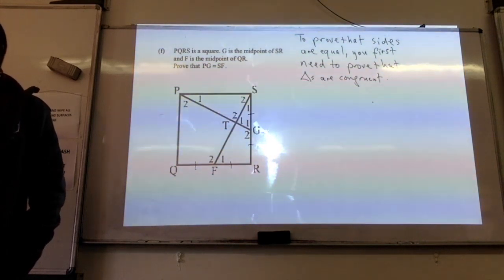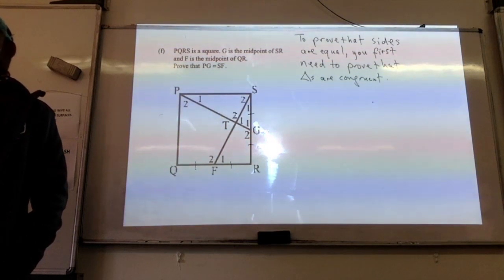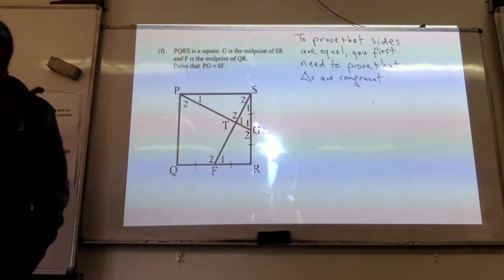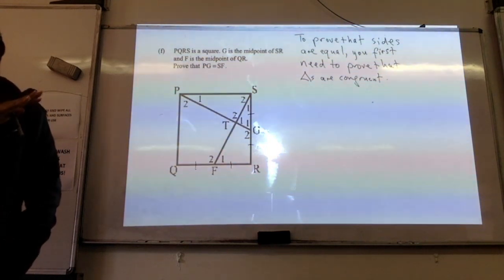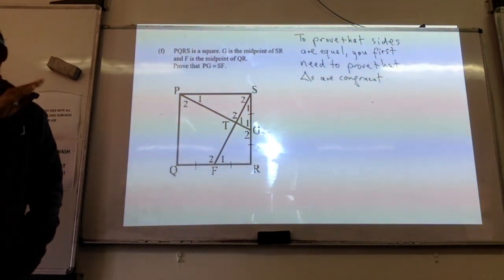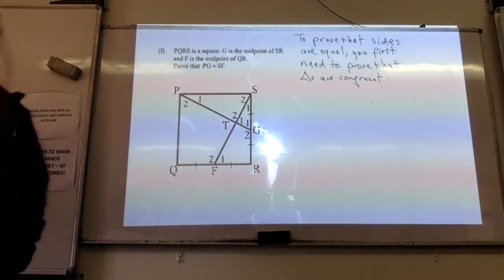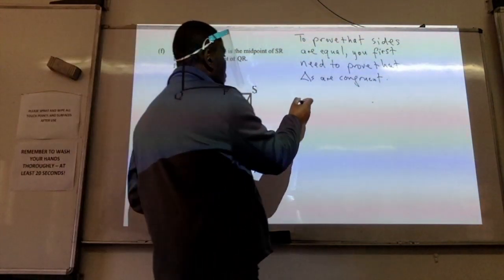Yes. So then we can do RHS, because they have SG, which is the side. Then you can decide whether you want to use RHS or SSS or whatever applies to the question. But do you get the method? So the first thing we need to do is to prove that the triangles are congruent, right? So that is the first thing we will do. Okay, so let's go.